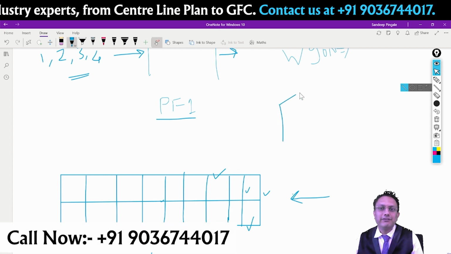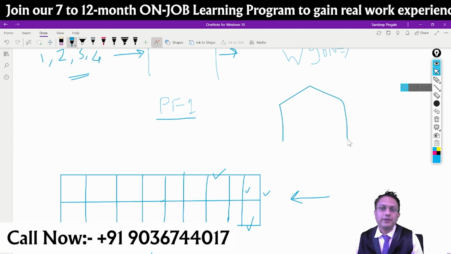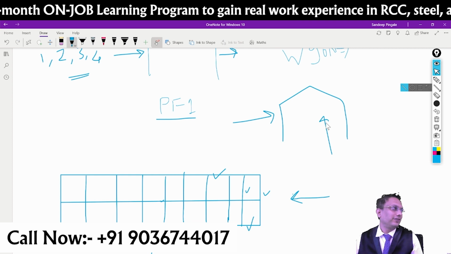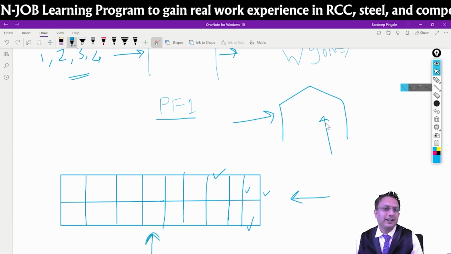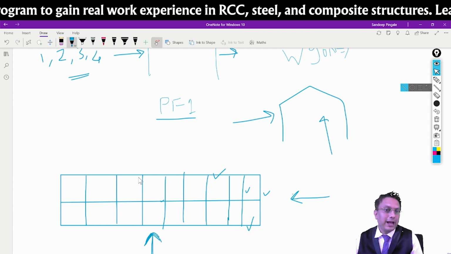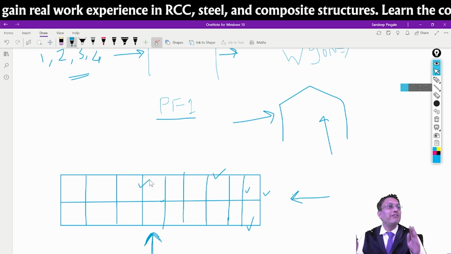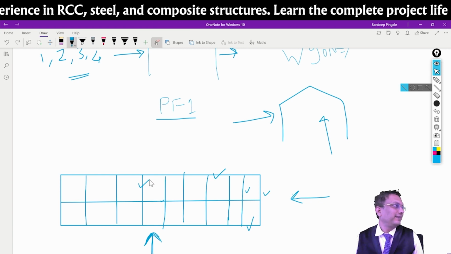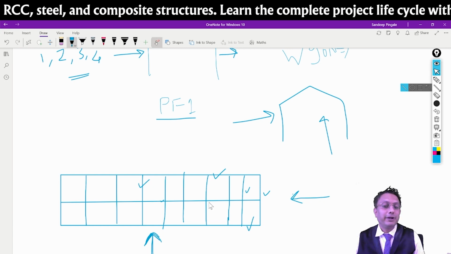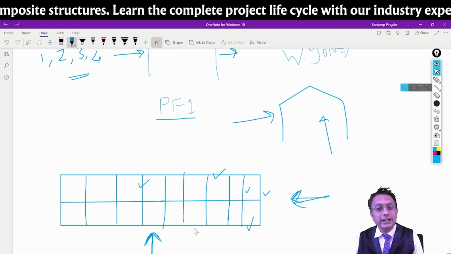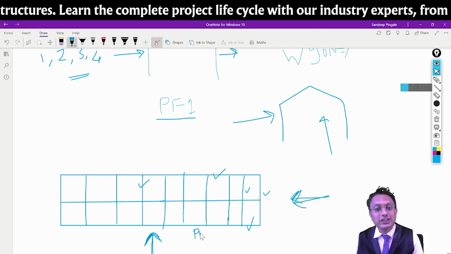Let's say you are having this one truss. In which direction will it help you? In this direction. In the other direction, will it help you? No. Do you agree? So in this particular direction only you will be applying the forces to the PF1. That is the point. Now somebody will say, sir, the forces will come here also. Yes, it will be there here, but it will be applied to the PF3.